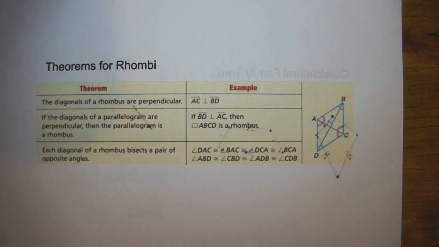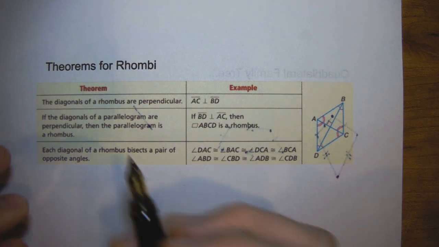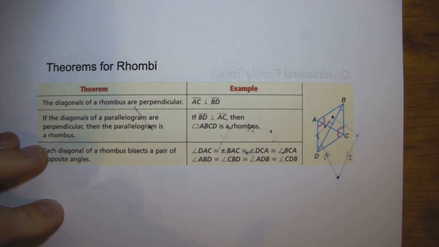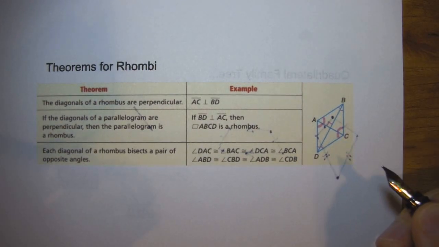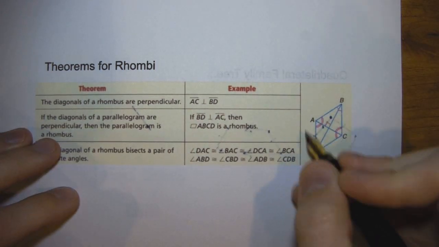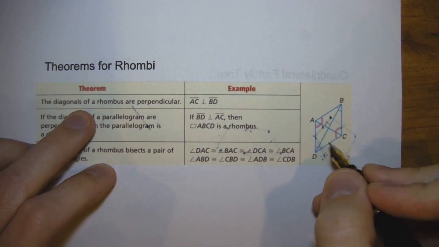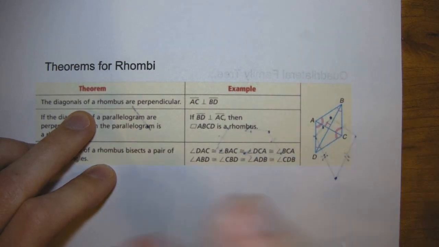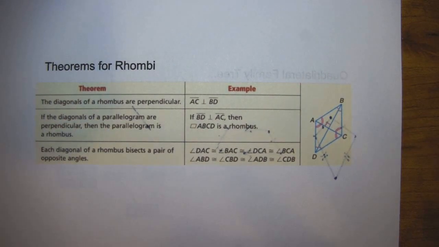Some theorems for our rhombi here. First theorem, the diagonals of a rhombus are perpendicular. So here's a quick rhombus. And again, they are rhombi, they are not diamonds. This is not geology class. No diamonds, please. So there we are. The diagonals are perpendicular. So for example, B to D and A to C here, these are perpendicular. So how do we prove that?